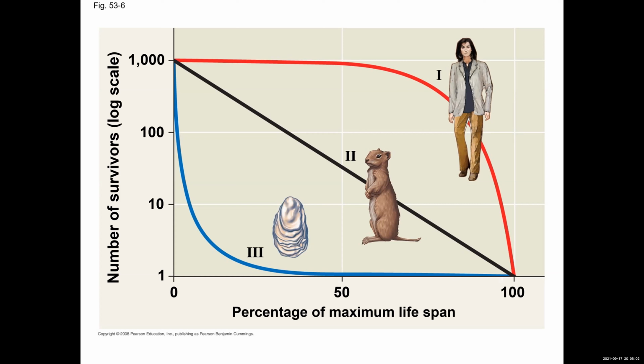The opposite end of the spectrum is an organism like this oyster or a clam. A lot of marine organisms are going to have millions of eggs. They're just going to release them out into the water. They're tiny, they're vulnerable, most of them are going to get eaten. Many of them may not even get fertilized.